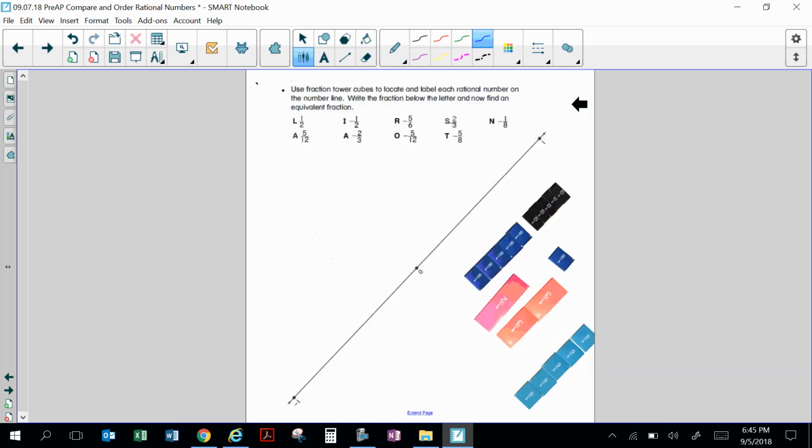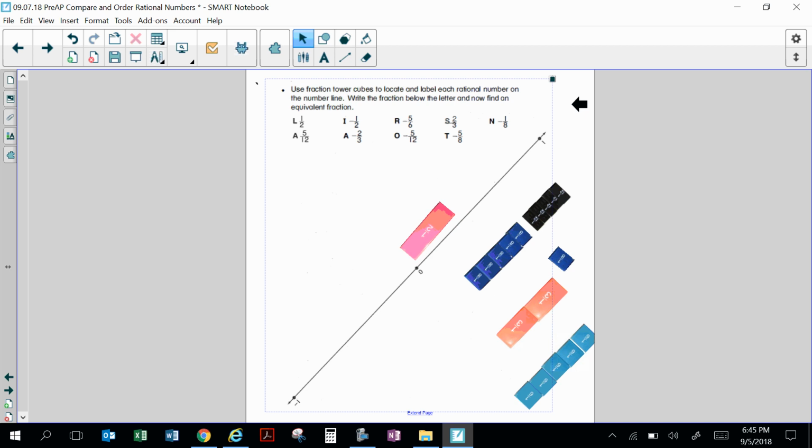So what we are going to do now is talk about negative numbers, ordering negative rational numbers. So our first one is 1/2. So let me erase that. Let me move this 1/2. So I'll move it right here.